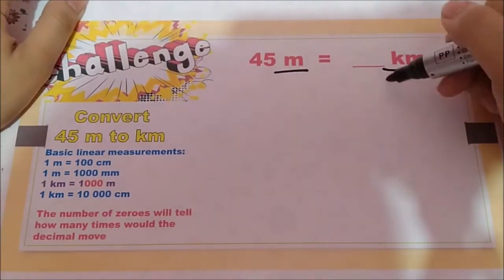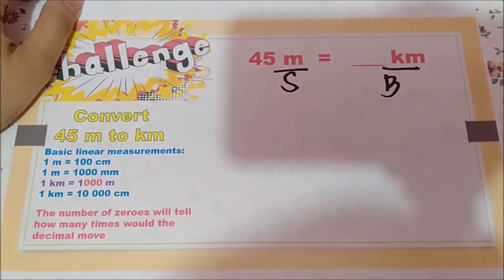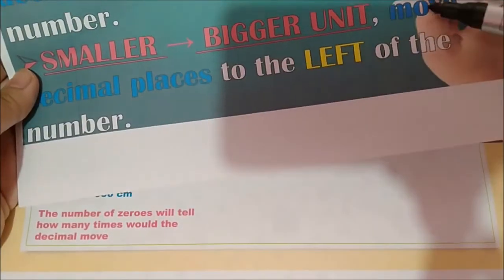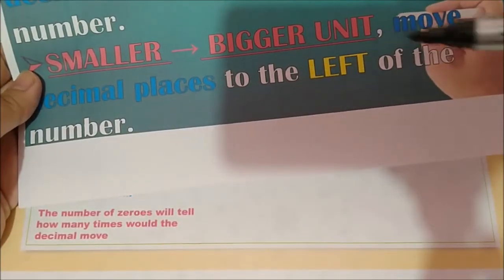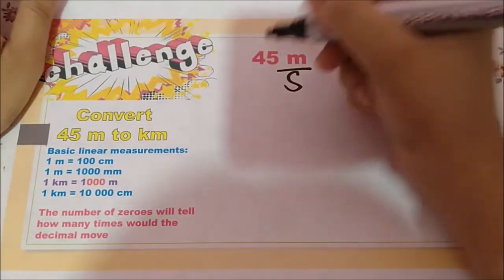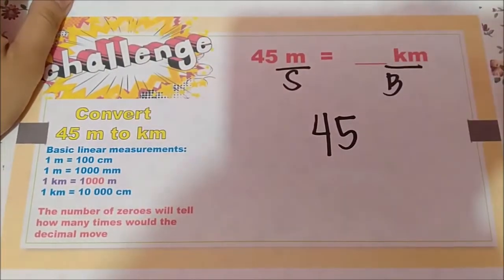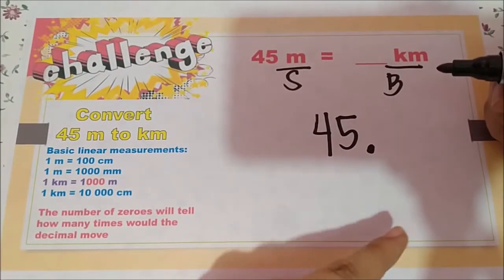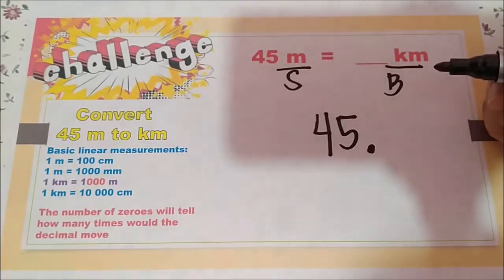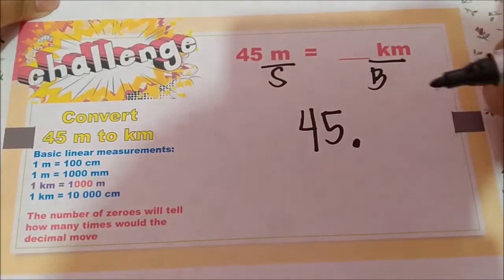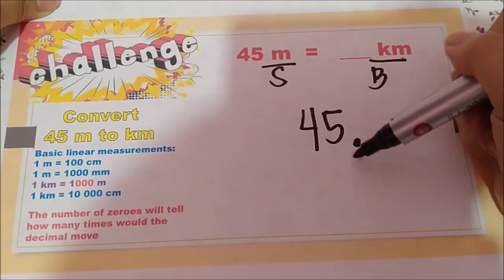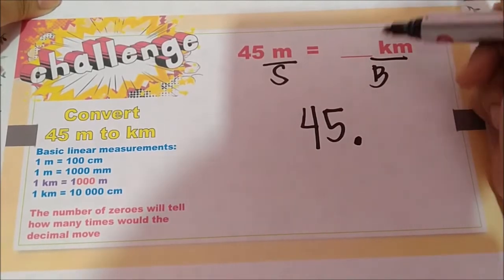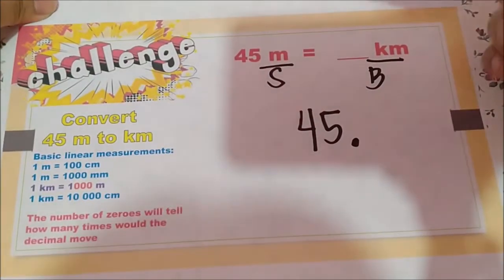First, we need to identify the bigger and smaller unit. Things to remember, if it's smaller to bigger unit, you need to move the decimal places to the left of the number. But how do we move? You just simply need to write your given number and place a decimal point after it. You're going to move it to the left. But how many times are we going to move the decimal point? Is 1 enough? Is 2? Is 3? Actually, it is based on the conversion.